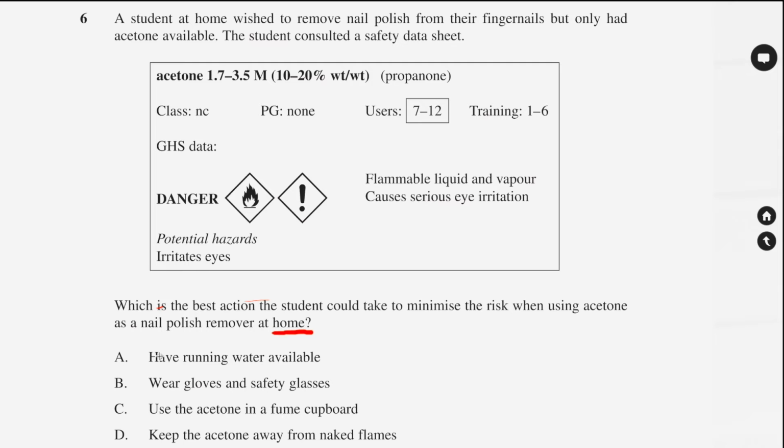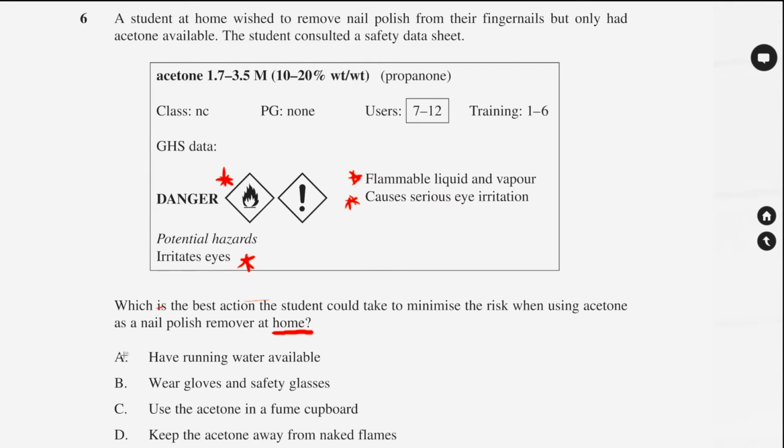Every home, or most homes, have running water anyway. But in terms of potential hazards here, it irritates the eyes. There's a danger of fire because it's flammable. And it's not just the liquid, it's also the vapor. And it can cause serious eye irritation.